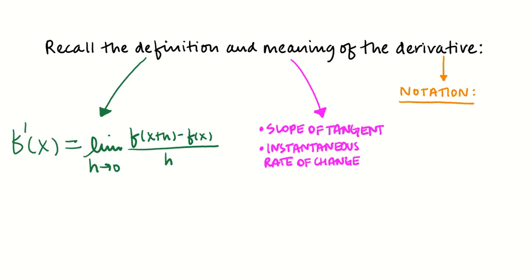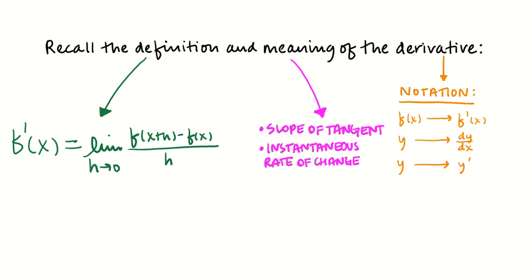And notationally, how we talked about the derivative was, if we started with a function f of x and then took the derivative of it, we got f prime of x. If we started with y and took the derivative of it, we got dy dx. Now, I may have failed to mention last time that we can also say y prime.